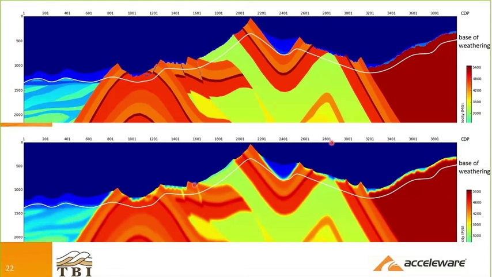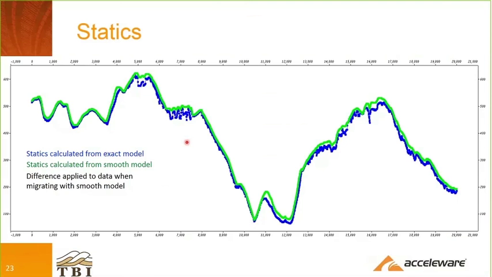And I wanted to keep sort of features like this I'm pointing out here at around CDP 1400, where we've got some fine variation here. I wanted to keep the sort of smooth version of that, so we still see that complex ray pathing, but we smooth out the edges and get rid of the really fine detail that might be causing some problems in our migration algorithm. I then computed statics from the surface to the base of weathering and back up to the final datum for both these models, and I'll show you what the statics look like. So here, the statics from the exact model are shown in blue, and the statics from the smooth model are shown in green.